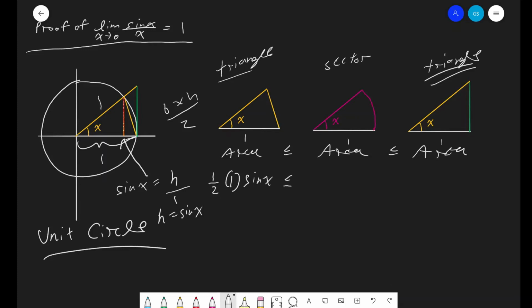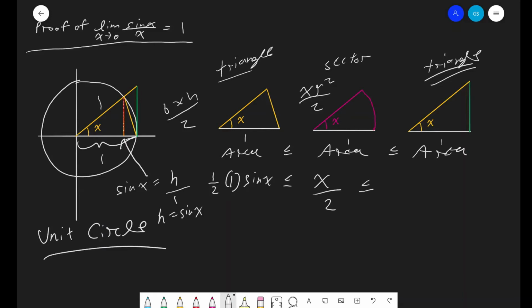What about the sector? The area of a sector, the formula is the angle multiplied by the radius squared over 2. In this case, we just write x, and then r squared, well, the radius is 1, so 1 squared just gives us 1, so we don't have to write that. And then we get x all over 2. So that's how we would express the area for this sector.